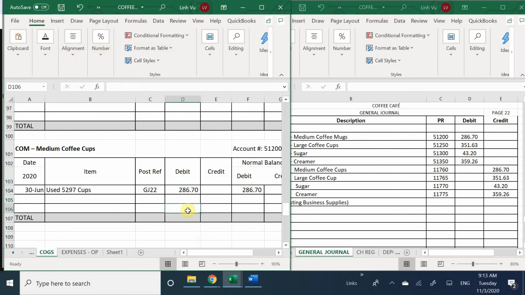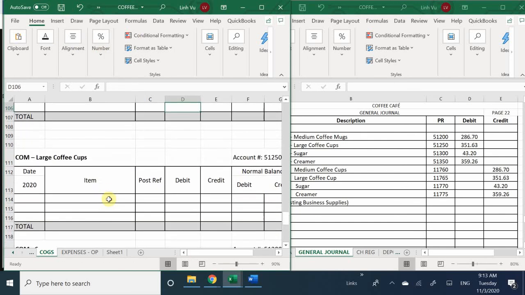Okay. All right, what about my large cups? For 4,331 cups. Okay, post reference 22. And how much did I debit my account for? $351.63, making it my beginning balance. Okay.